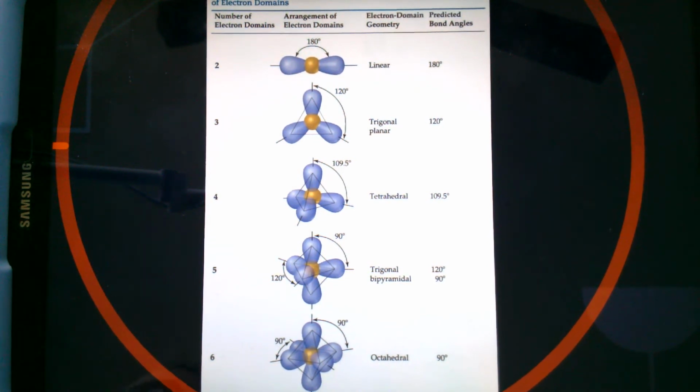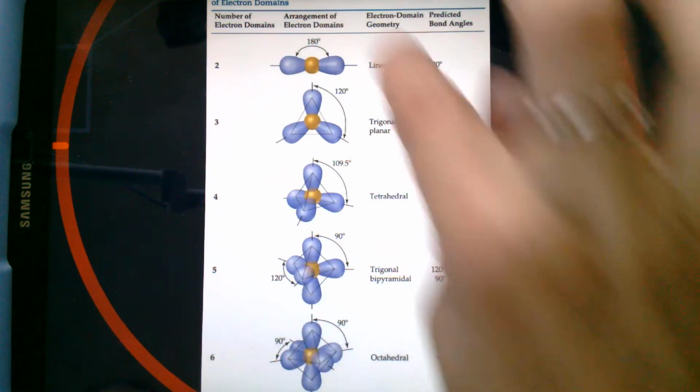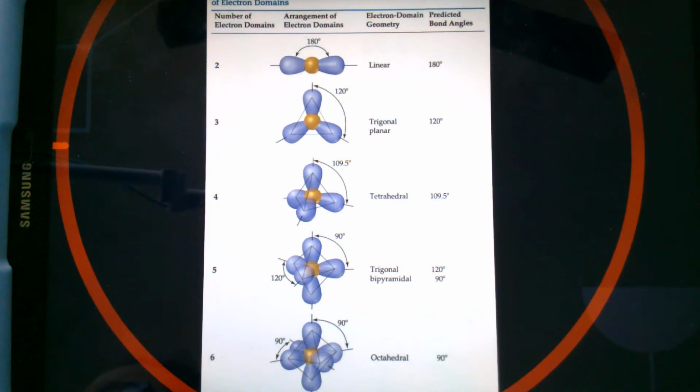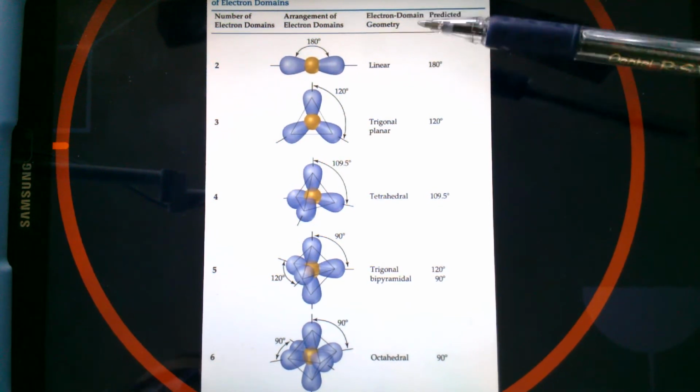So if the question on the homework or on a test asks you, what is the electron domain geometry of some molecule, it has to be one of these here. Our choices are linear with 2 electron groups, trigonal planar with 3, tetrahedral with 4, trigonal bipyramid with 5, and then octahedral with 6. So linear, trigonal planar, tetrahedral, trigonal bipyramid, and octahedral. They are all here. This slide comes from your book.